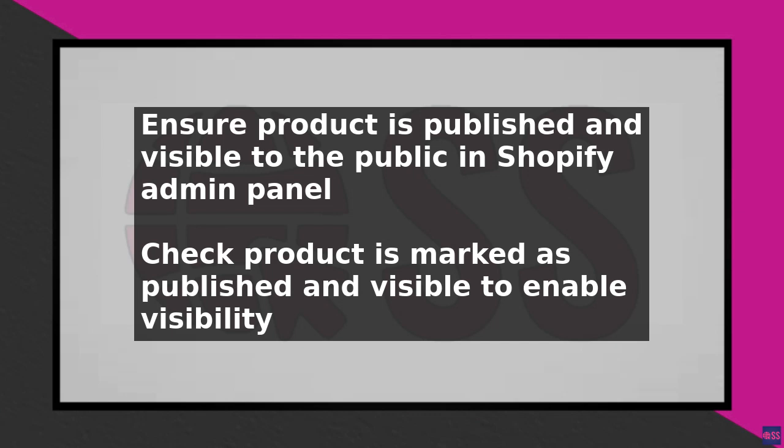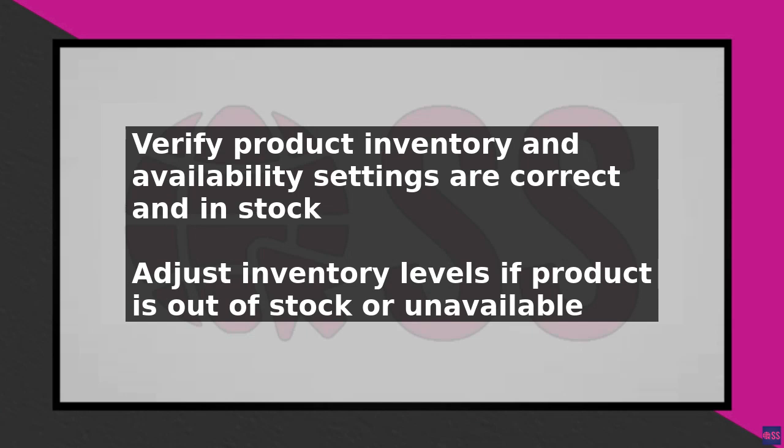Next, verify the product's inventory and availability settings. Make sure the product is in stock and set to be available on the online store. You can do this by checking the inventory section of the product page. If the product is out of stock, adjust the inventory levels accordingly.